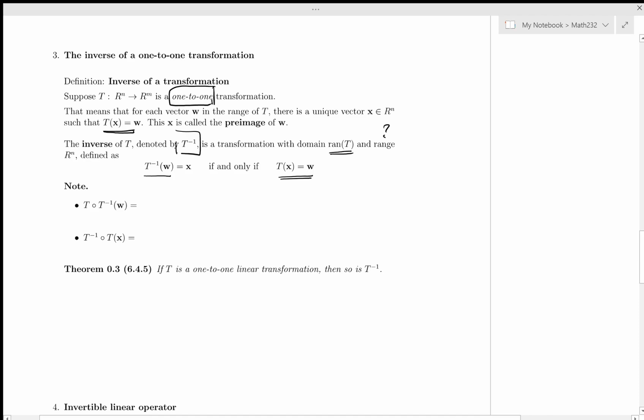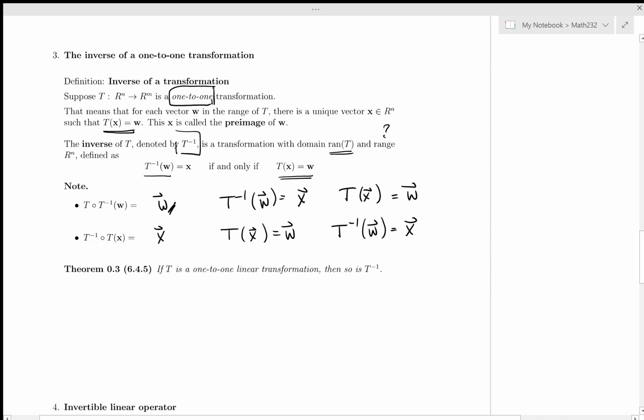So let's just write this here. What does this mean? If I compose T with T inverse of w, then what this will be is w. But what I'm saying is I would do this in two steps. First, the inverse transformation on w will get me to x, and then the transformation on x will get me to w. That's that w right there. Similarly, if I do it the other way, if I take the transformation of x, I get to w, and then I take the inverse transformation of w, I will get back to x. So this here is x.